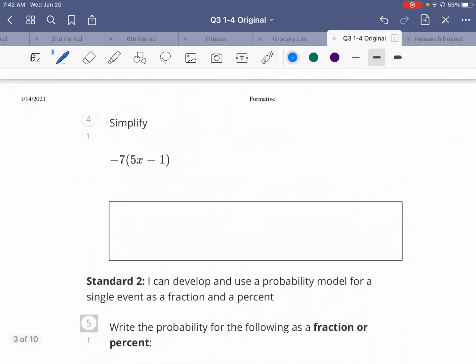All right, same thing here, only it's a little bit more complicated because of the negatives. So we have negative 7 times 5x is negative 35x. And since this is a subtraction sign, a minus sign, I'm going to leave that, bring that down. And now I have negative 7 times 1, which is negative 7. And we might rewrite this as negative 35x plus 7. Either one of those works.